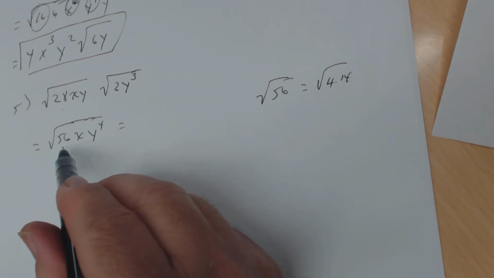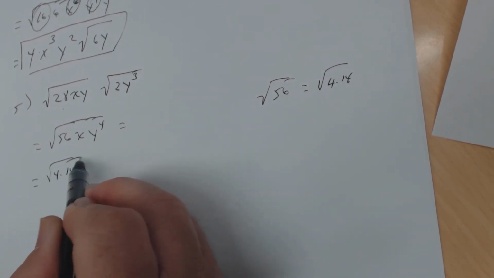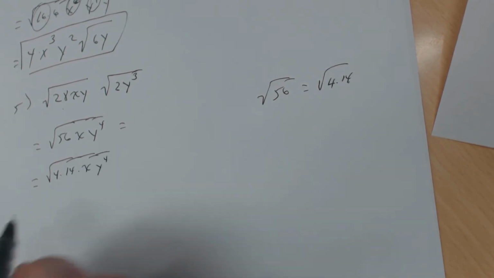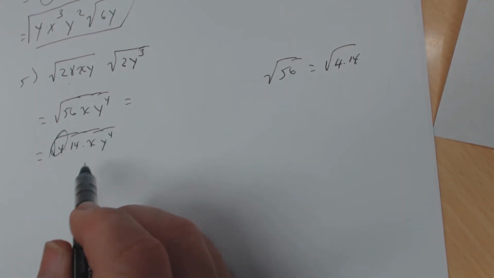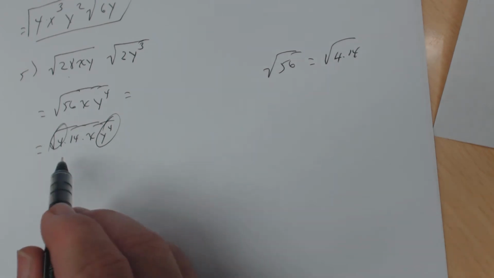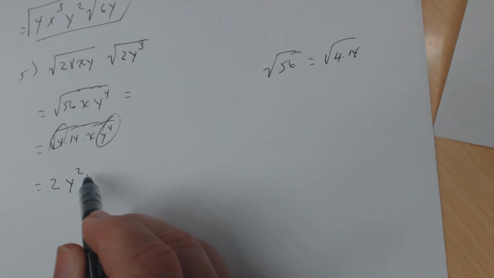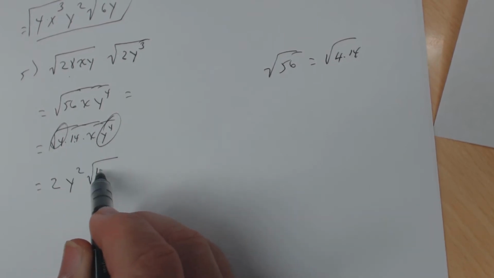So I'm going to rewrite 56 right here as the square root of 4 times 14 times x, and then times y to the 4th. Okay, 4 was already even, so leave it alone. I'm going to circle the square root of 4 and the square root of y to the 4th. So the square root of 4 is 2. The square root of y to the 4th is y squared, and you're left with the square root of 14x.